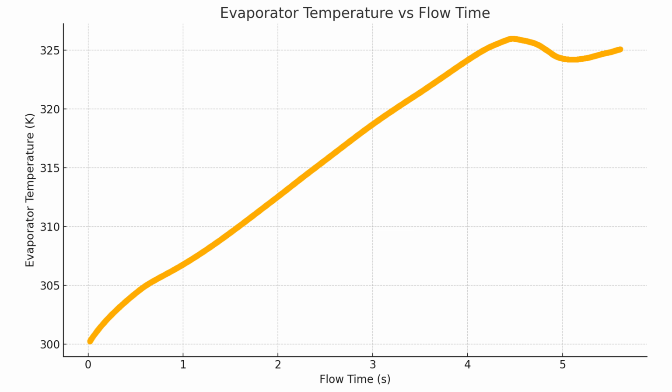This graph represents the evaporative temperature with respect to flow time. You can see the graph is rising, where the temperature rises to slightly above 325, then it drops and again starts rising. This happens because of the alternate liquid and vapor slugs which are coming towards the evaporator section.